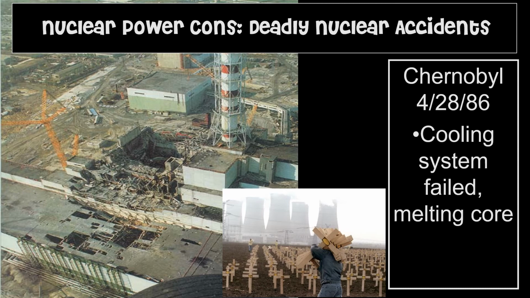What happened was the cooling system that was meant to keep the core cool, it failed. And so that led to the melting of the uranium core and caused a huge explosion in the core of the facility. Approximately 4,000 people died and many, many more got sick and were damaged, radiation poisoning from this deadly accident.